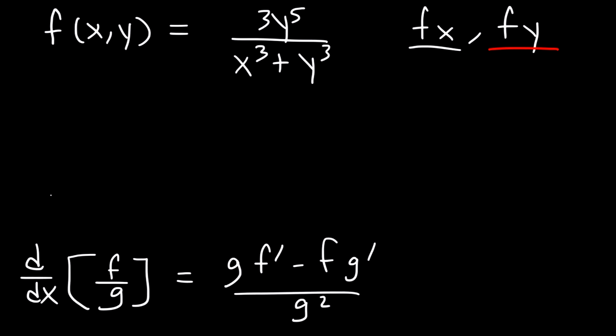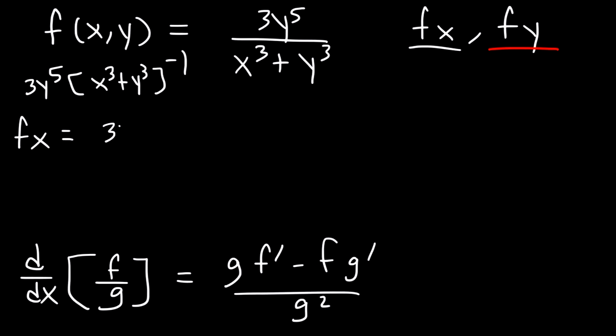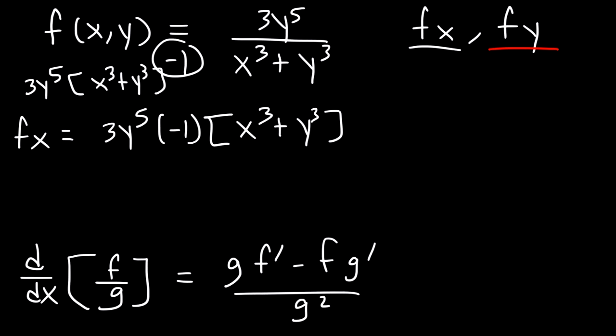So first I'm going to rewrite it as 3y to the fifth times x cubed plus y cubed raised to the minus 1. So f of x is going to be the constant 3y to the fifth. Then I'm going to take the negative 1, move it to the front. So it's going to be times negative 1. And then I'm going to keep the stuff that's inside the brackets the same. Subtract negative 1 by 1. And that's going to be negative 2. And then differentiate the stuff on the inside.